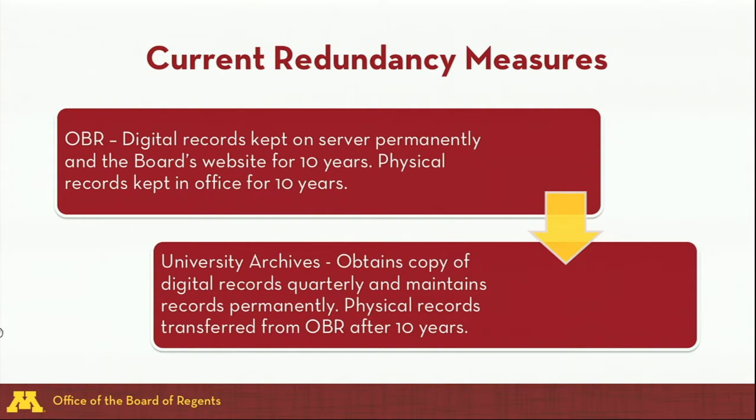And then just to talk through our process currently with University Archives. So OBR keeps digital records on our server permanently and the board's website for up to 10 years. The physical records are kept in our office for 10 years. We then transfer those physical records over to University Archives. University Archives obtains a copy of digital records roughly quarterly and maintains those records permanently, and the physical records are transferred and maintained permanently. We simply don't have the infrastructure to maintain paper copies in archival quality here at the board office, so we send them over to University Archives.